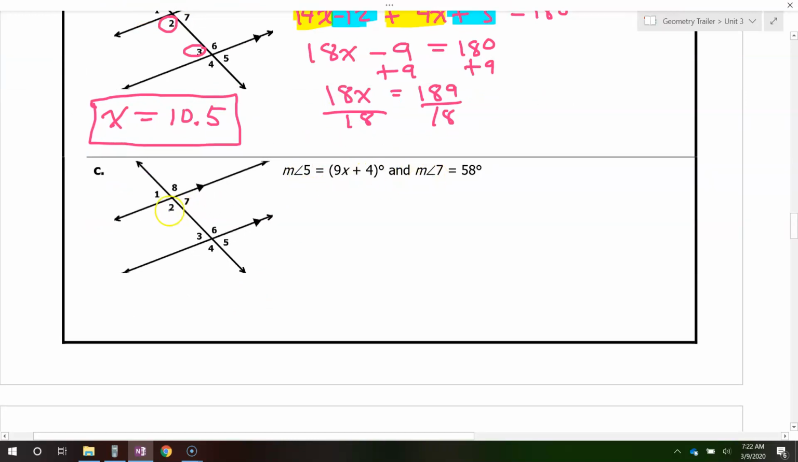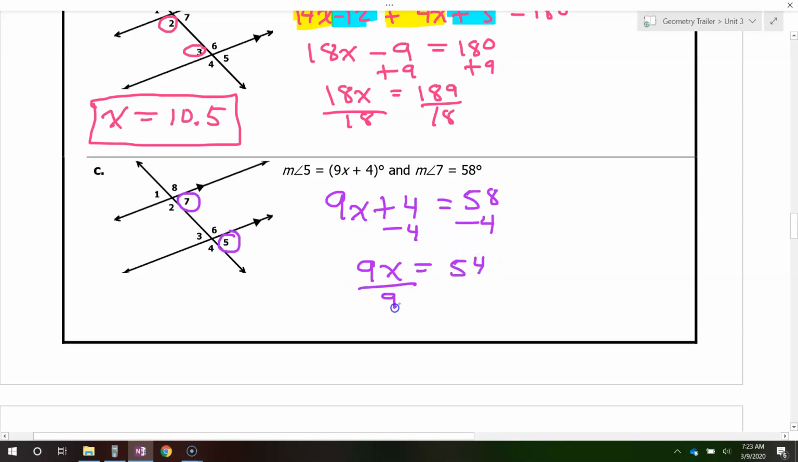Angle 5 and angle 7. These are once again corresponding angles. So they should straight up be congruent. They are equal to each other. So I'm just going to go 9x plus 4 equals 58. Subtract the 4 from both sides, and we get 9x is equal to 54. And of course, if we divide both sides by 9, we get x is equal to 6.